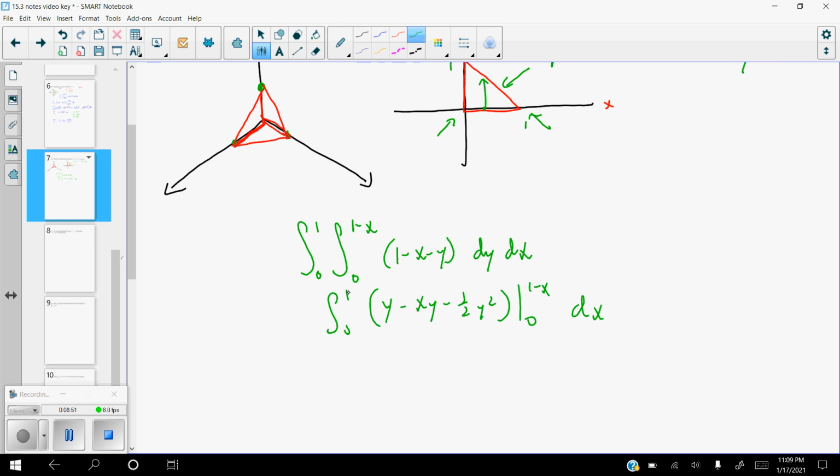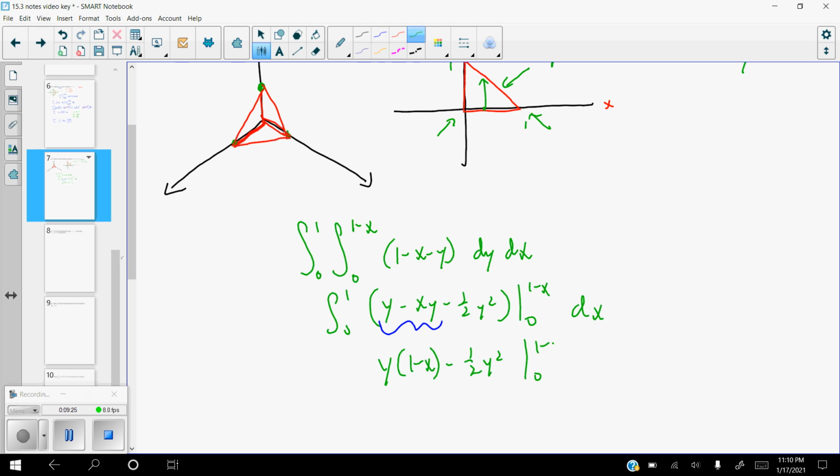So before I plug in the bounds here and use the fundamental theorem, I'm going to simplify something first. What I can see, and this is kind of one of those tricks, is what I have here is I have y in common in those first two terms. So what I'm going to do is I'm actually going to factor the y out, which leaves me with a 1 minus x. And then I've got minus 1/2 y squared.